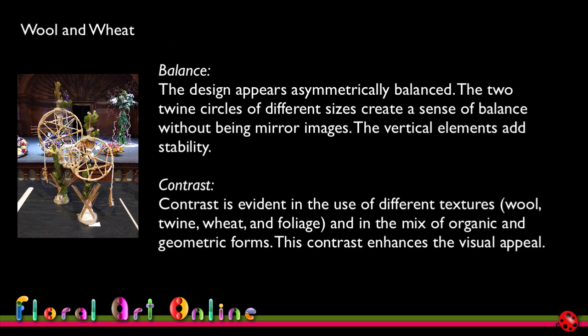The design appears asymmetrically balanced. The two twine circles of different sizes create a sense of balance without being mirror images. The vertical elements add stability. So the balance is there. It is two stands, and I made a conscious effort to have one lower than the other and one placed slightly behind the other, but not, as it says, so that they were mirror images. They are slightly different in the way they've been wrapped and the way they have the placements of the other plant material around them.